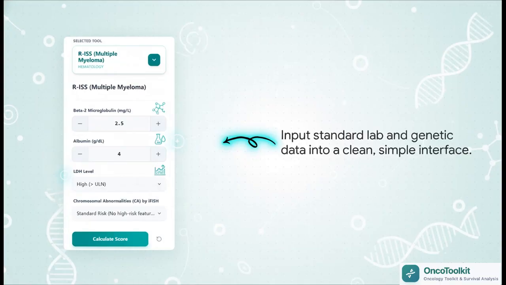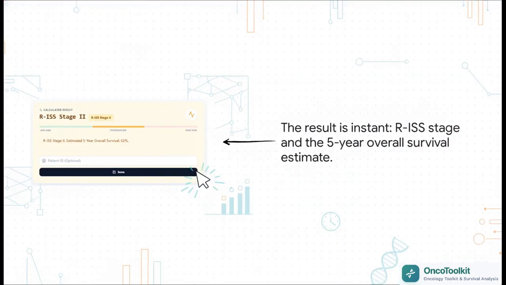So here it is, the app's interface. And you'll recognize these inputs immediately, right? Beta-2 microglobulin, albumin, LDH level, and the key chromosomal abnormalities. These are the exact standard of care data points we just went over, all laid out in one clean interface. You just plug in the data, hit Calculate Score, and bam, the result is instantaneous. No more looking up tables, no more doing math in your head. You get the precise RISS stage and the 5-year overall survival estimate that goes with it, pulled right from the primary literature. That's something you can use for clinical decisions and patient counseling right away.